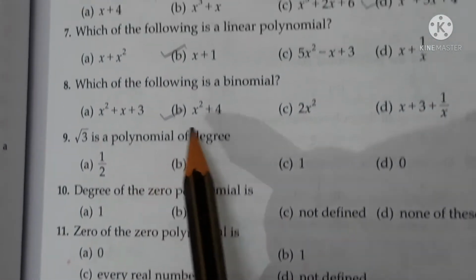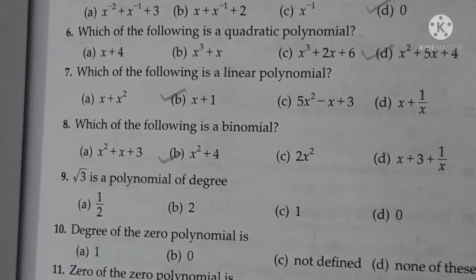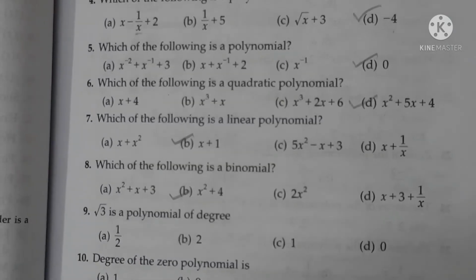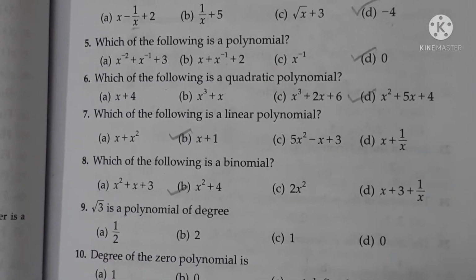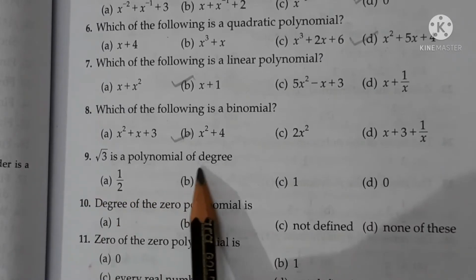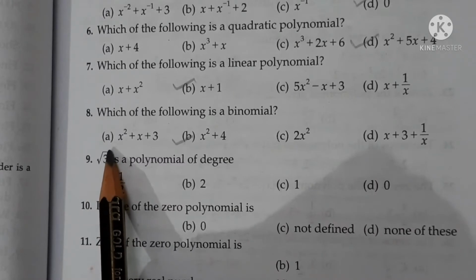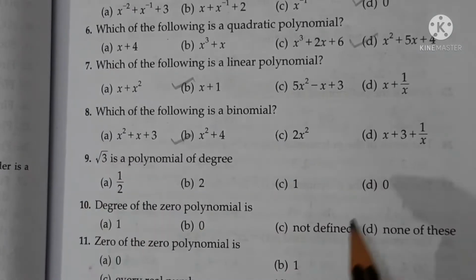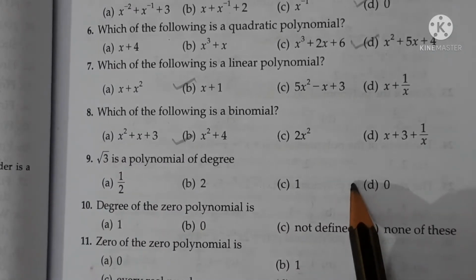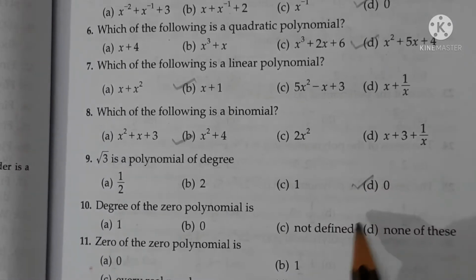Now question number 9. Under root 3 is a polynomial of degree. Under root 3 is a constant polynomial, and a constant polynomial has degree 0. So option D is correct. Question number 9 done.